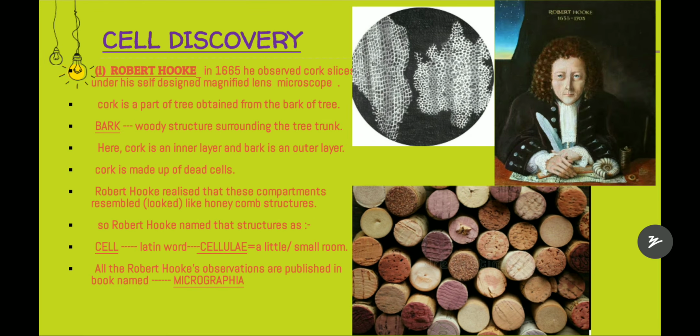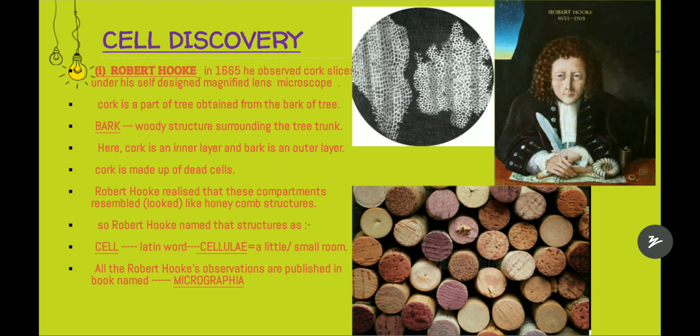So let us start. There are 5 cell discoveries, and many others later on by modern scientists, but in this chapter we have only 5 discoveries. First, Robert Hooke. In 1665, he observed cork slices under a self-designed magnifying lens microscope. So in the year 1665, he observed what?